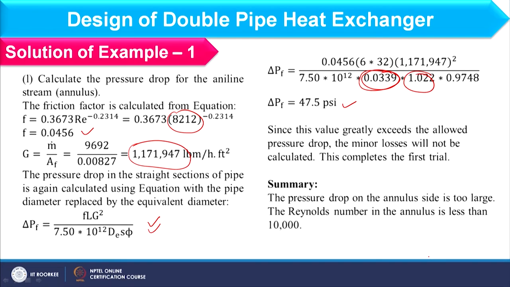We have to design in such a way that both pressure drops lie within 20 psi, okay. So here we have to start the second trial. But what we can summarize from this first trial is that the pressure drop on the annular side is too large, which we have already seen, and the Reynolds number in the annulus is less than 10,000. So the flow in the annulus is in the transition zone, which we should not use, okay.